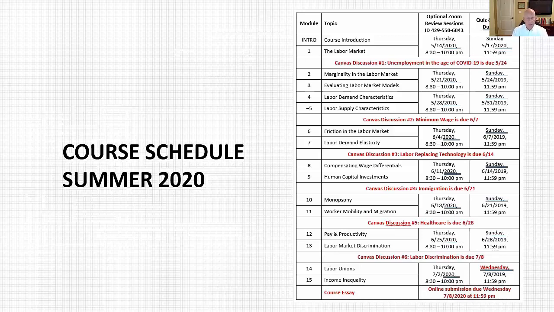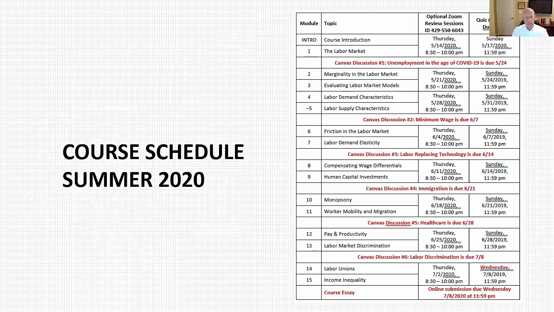So you see every one of the modules we're going to deal with, starting with the labor market module, number 1, and going all the way down to module 15 for income inequality. And you'll see the dates that we'll have the optional Zoom review sessions for those that would like them. And you'll see the dates that all of the quizzes and problem sets are due. That's in the far right-hand column.